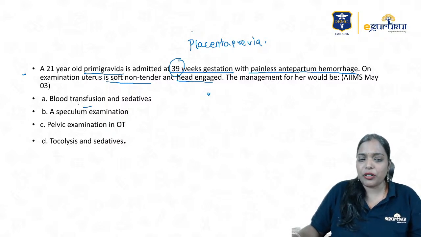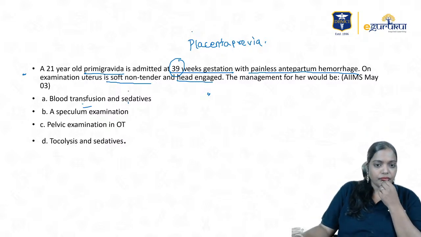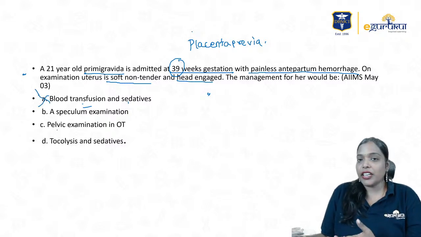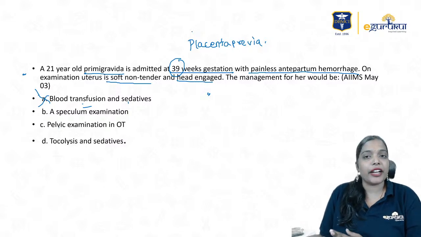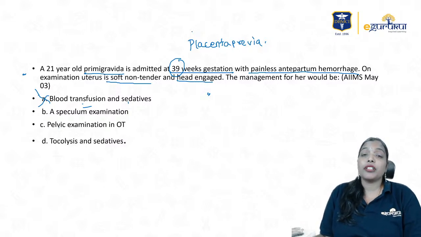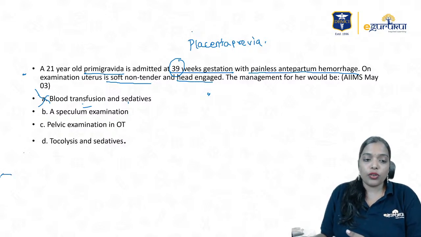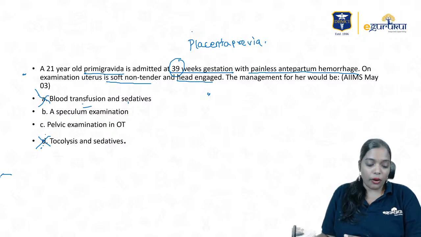When the patient is stable, do you want to give a blood transfusion and sedative? No, right? At 39 weeks, beyond 37, I would like to go for elective LSCS because I don't want her to go into labor and cause bleeding. So no tocolysis and sedative. I want to deliver her. But I don't have an option of delivery. Very good. Here the answer is C.